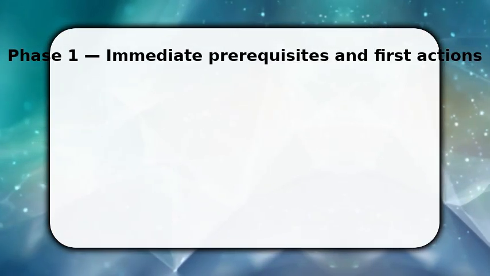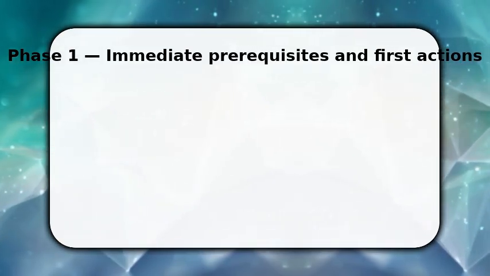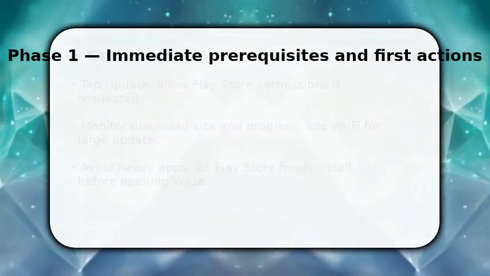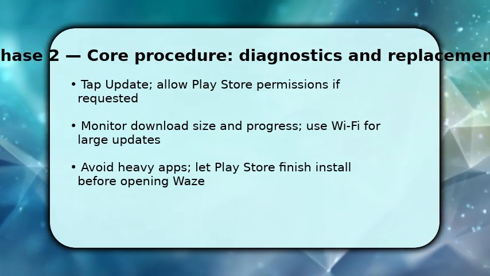You're starting the update now. This step gets you to the app page where the update button will appear if a newer build is available. Tap Update and, if prompted, accept required Play Store permissions. While it downloads, watch the progress indicator and the reported size.